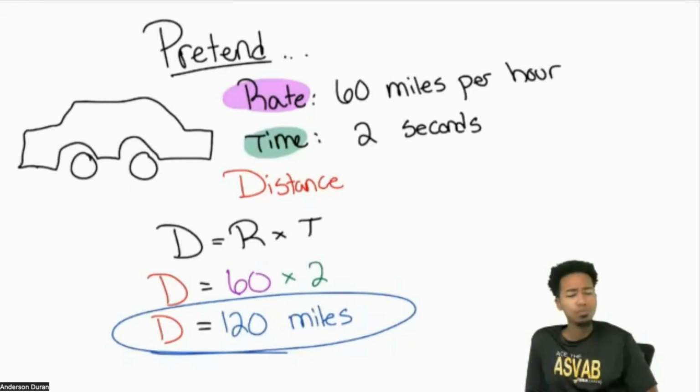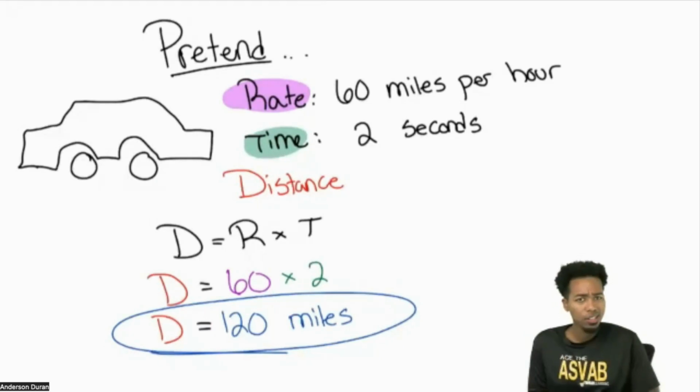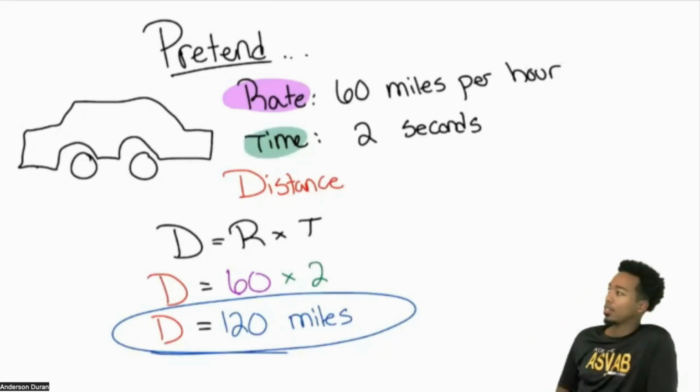Am I on the space shuttle Atlantis? Am I on Elon Musk's new rocket? No, I'm driving a car. I don't expect to travel 120 miles in 2 seconds. I don't expect to travel the distance from Orlando, Florida to Tampa in 2 seconds. That is just not reasonable. That is just not possible given a car today, at least.